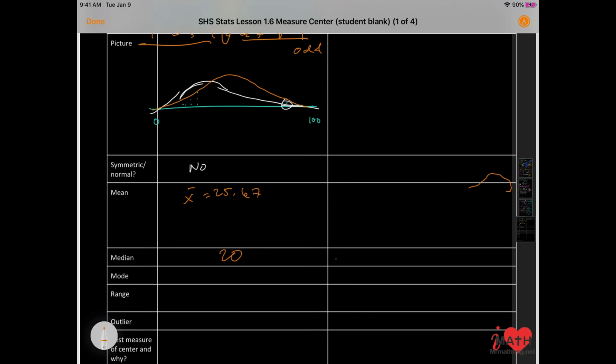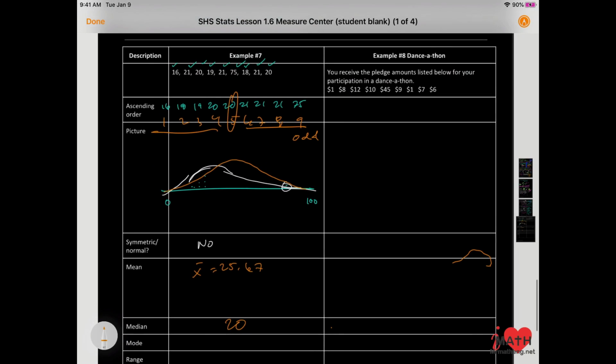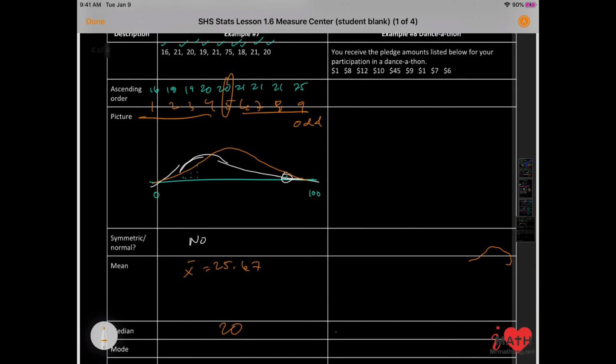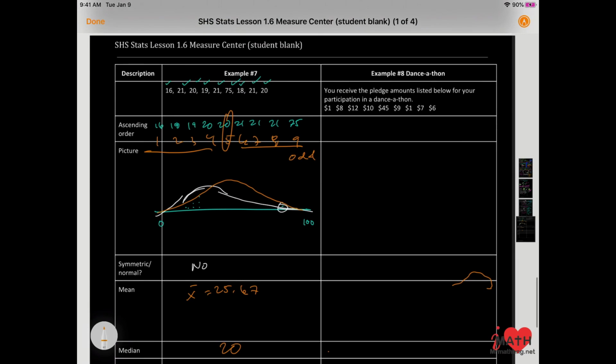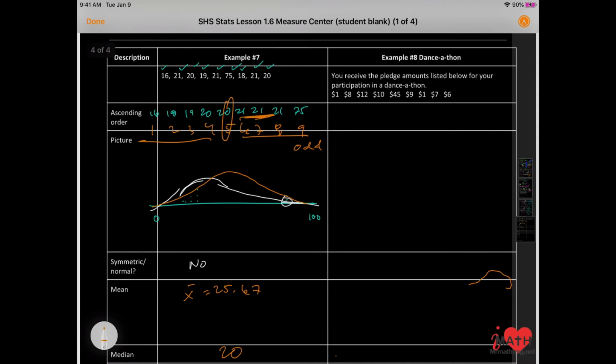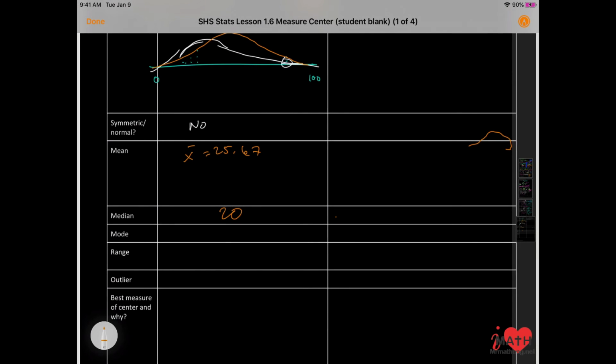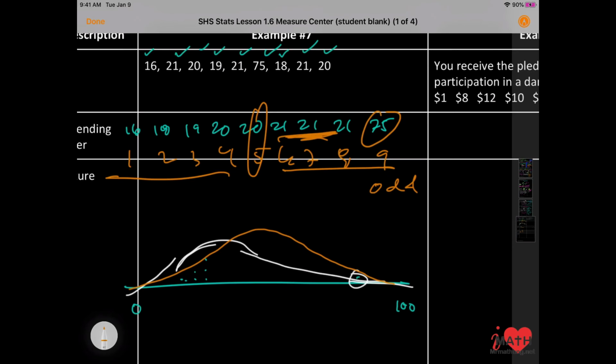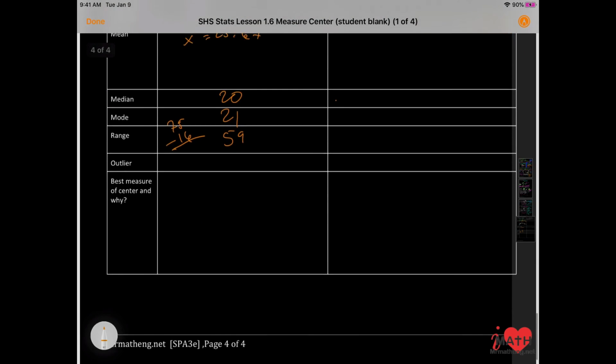Let's make sure we have the one was 75. Okay. Mode, what number is happening the most there? That would be the 21s. My range would be 59, max minus the min. So 75 minus the 16. The outlier, the number that looks kind of unusual, doesn't belong in there. That would be 75.